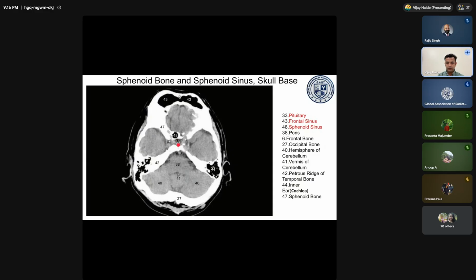We can appreciate that organs like the optic chiasm and optic nerves are very near to this sphenoid sinus.